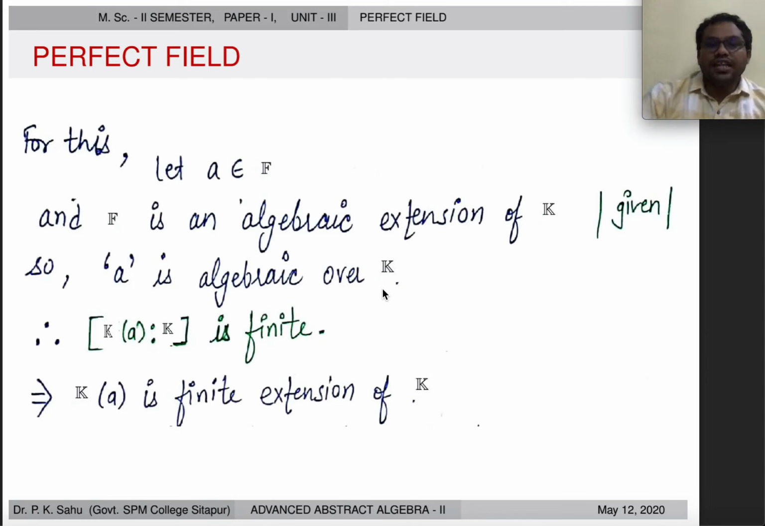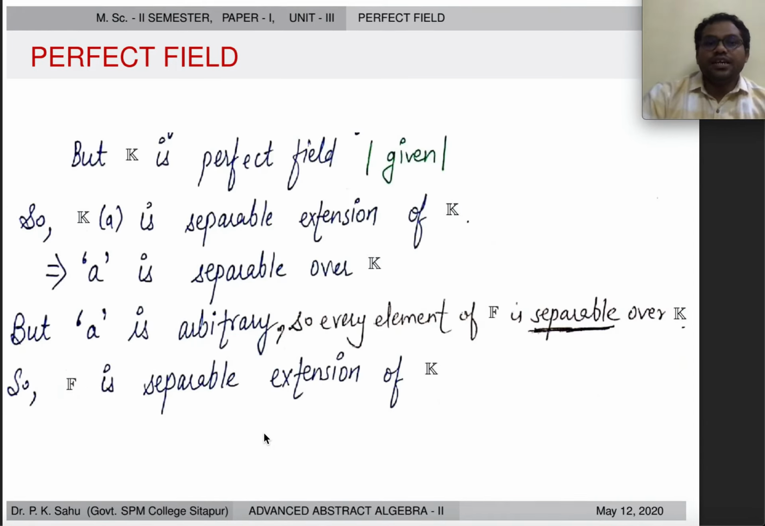For this, let a lie in F. Then F is an algebraic extension of K, given. So a is algebraic over K, which means K adjoined a over K is finite. Then K(a) is a finite extension of K, but K is a perfect field, given to us. Then K(a) is a separable extension of K, which implies a is separable over K. But here we have taken a arbitrarily, so every element of F is separable over K. So F is a separable extension of K.